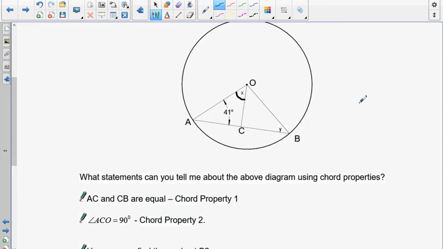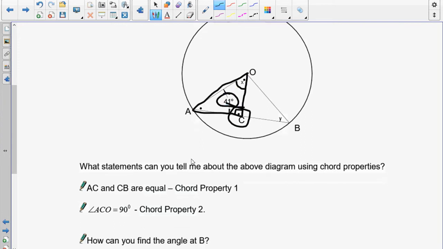Right, so we know that this is 90. If this is 90 and this is 41, we know the interior angles of the triangle have to add up to 180 degrees. That's one of the fundamental properties of a triangle. So to find x, you're going to take 180, subtract the 90, and subtract the 41.